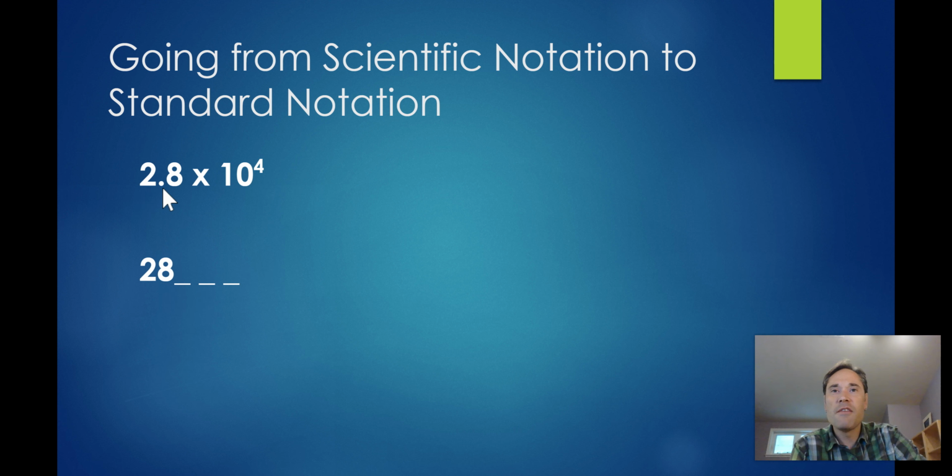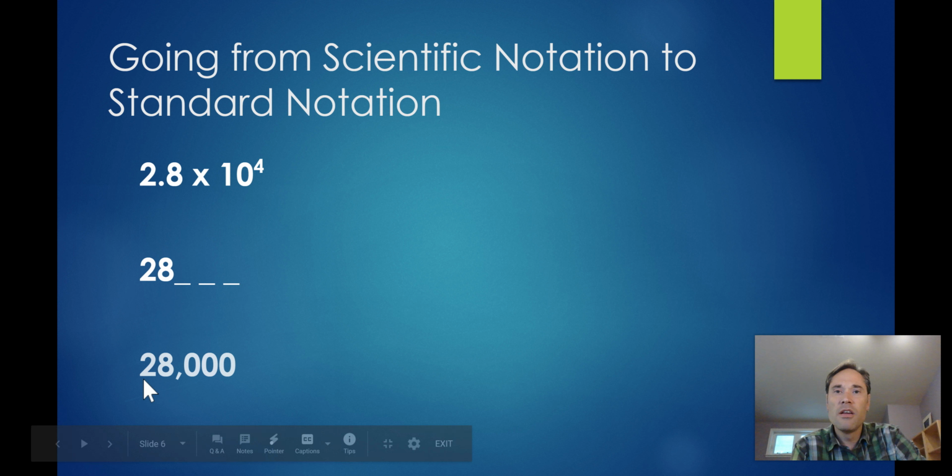So here I go. I've moved it past the 8 once. And then once I get past the 8, I have to do it 1, 2, 3 more times to be able to say 1, 2, 3, 4. So now this number becomes 28,000. So we move to the right 4 times and we get to 28,000.